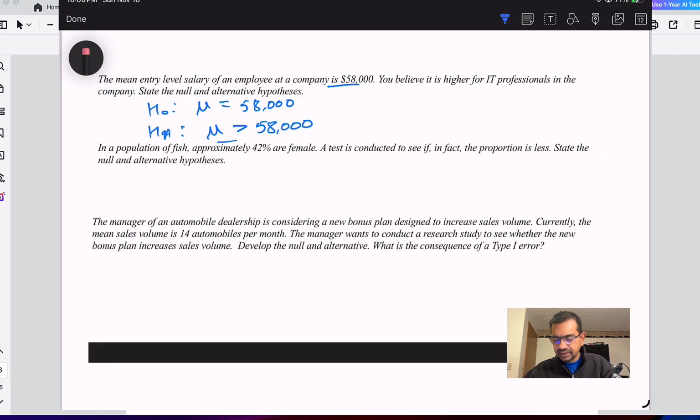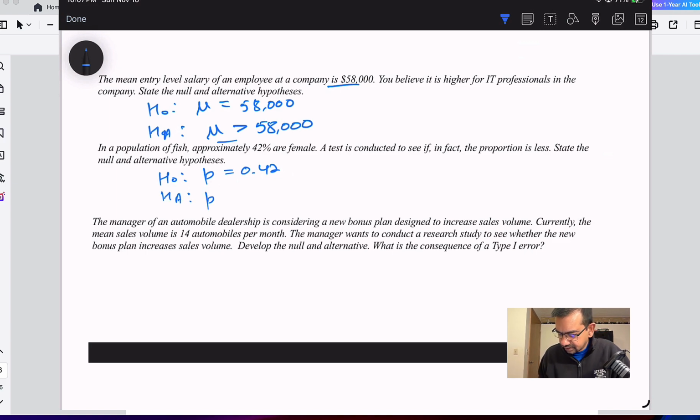In the next one, we're told that the proportion of female fish in a certain population is 42%, or our p is 0.42. A test is conducted to see if in fact the proportion is less. So again, this is a conjecture. We will work with our claim that the proportion of female fish is equal to 0.42, and then our alternative is that this is less than 0.42.